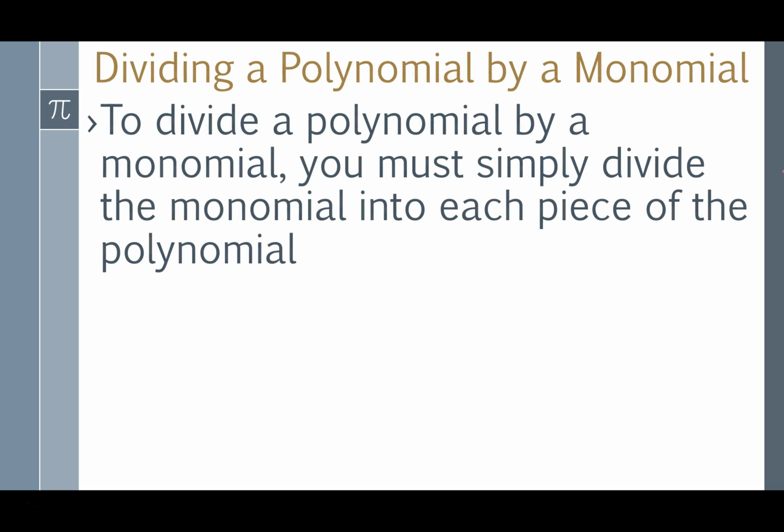So again, if we're just dividing by a monomial, a single term, all we have to do is divide the monomial into each piece of the polynomial. So pretty much we're just going to separate out into 3, 4, 5, however many polynomial parts there are, into separate fractions.